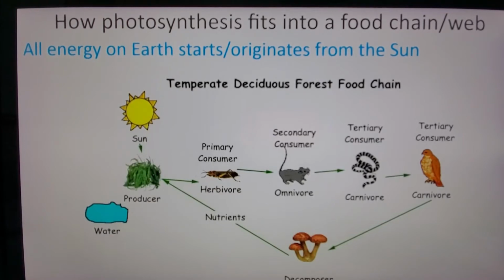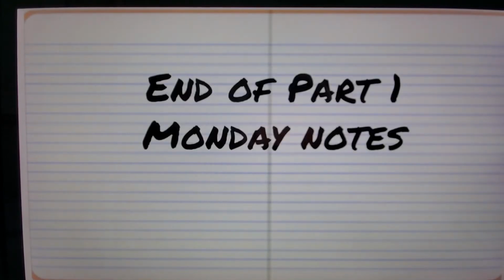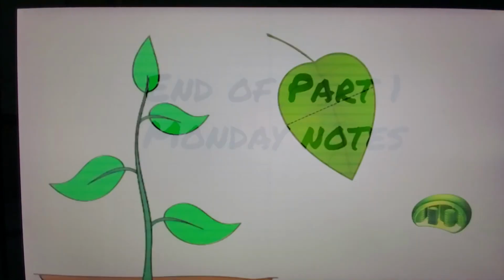So today we're going to be adding another drawing, and this is going to be on page, I want to say 18. Yes, because page 16 are the vocabulary words you need to have. Page 17 is the drawing of the plant taking in carbon dioxide, water, and energy from the sun. And there's still more to come on this picture, but we'll come back to that. And that was the end of part 1, Monday notes.